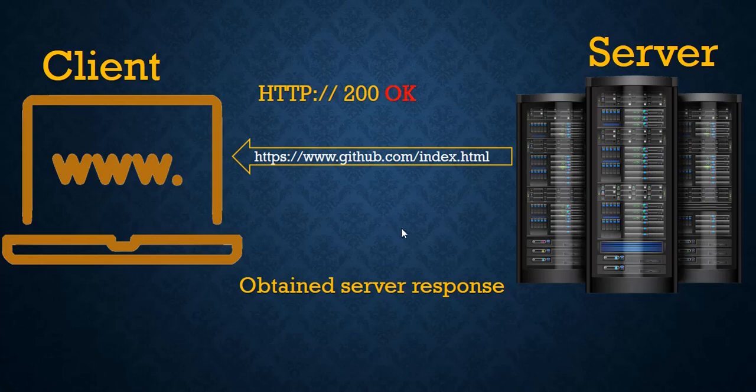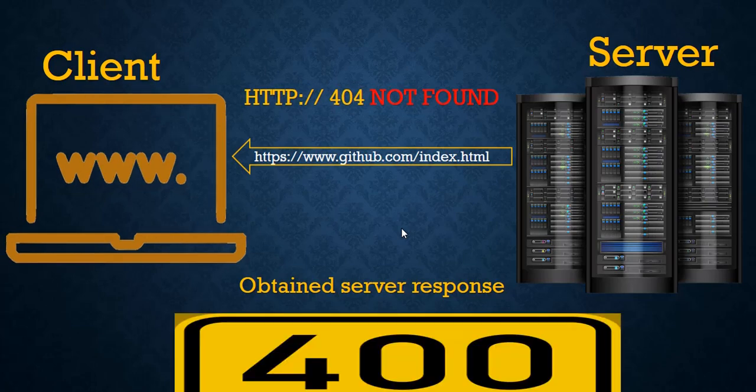Now there are also instances where the server looks through its data center and does not find this index.html file. So what does it do? It gives you an error, which is mostly 404. HTTP status code 404, four-oh-four. 404 and 400 are actually similar. 404 means that it's not found. 400 also means that it's not found. What you are asking for is not found on the server. So basically, that's how the web works.